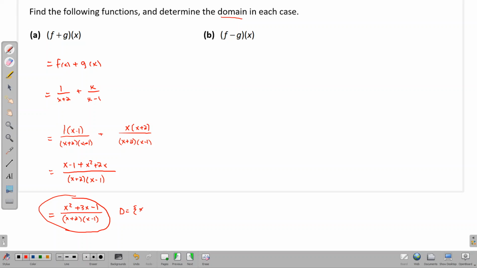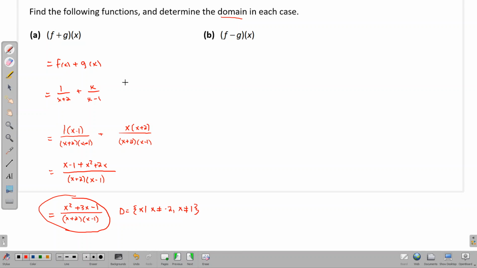It's the set of all x such that x is not equal to -2 and x is not equal to +1. Those numbers give you division by 0, so they have to be thrown out. We could also see those numbers back here. Even without doing all of this, we could see it here. So really what this is, it's just the domain of f intersected with the domain of g.